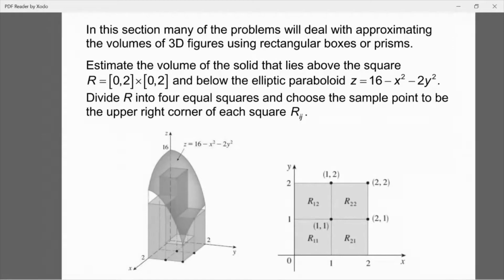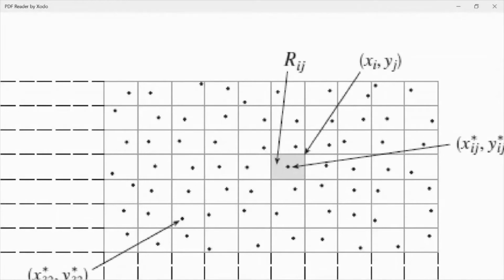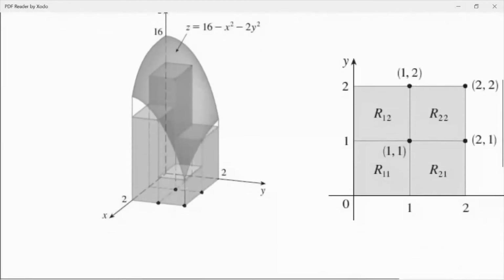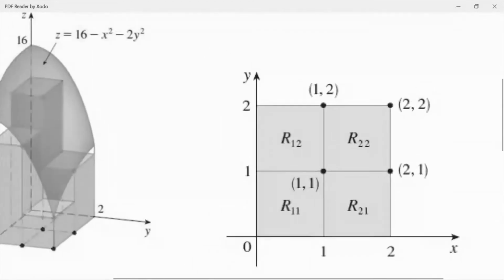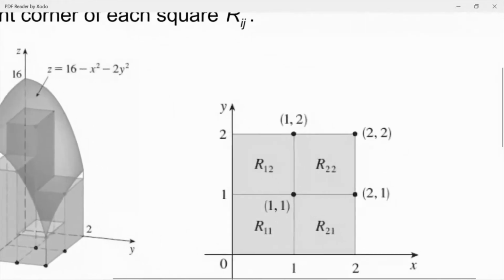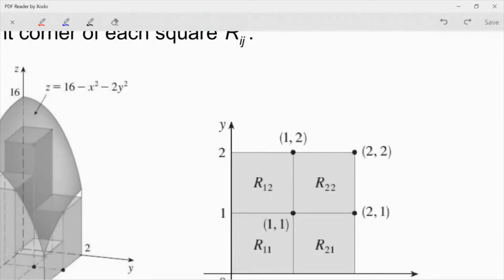We looked at that diagram a minute ago, and they had kind of random sample points all over the place. And as long as I'm making these subrectangles get infinitely small, it doesn't matter. Well, when I'm doing an approximation, I want to be consistent with where I choose those sample points to be. So here they told us to choose the upper right corner of each square. So I'm going to go ahead and mark those off here so that I'm consistent with where I evaluate these.